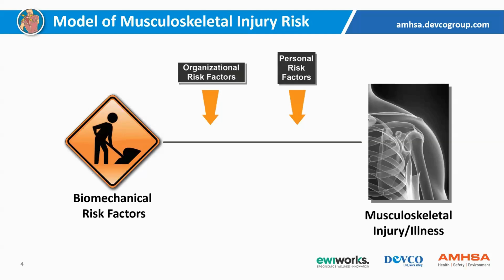When we talk about organizational risk factors, what I'm talking about there is how the work is designed, how long we're going to be doing it, how many people are available to do it, what kind of breaks we can get, those sorts of things. So how the job is designed has its impact, and then our personal risk factors. If we're particularly short or particularly tall, what kind of physical condition we're in, how much extra weight we're carrying. All these things are risk factors that will impact the development of musculoskeletal injuries as well.